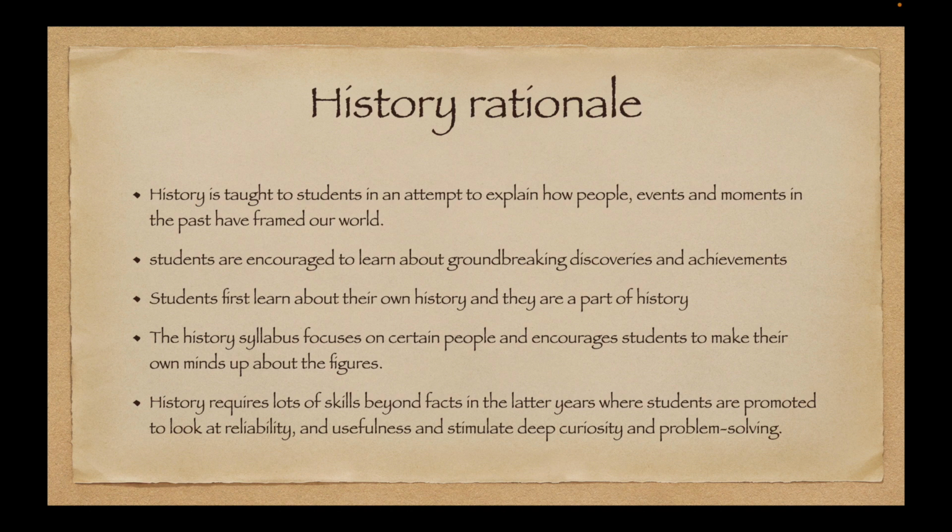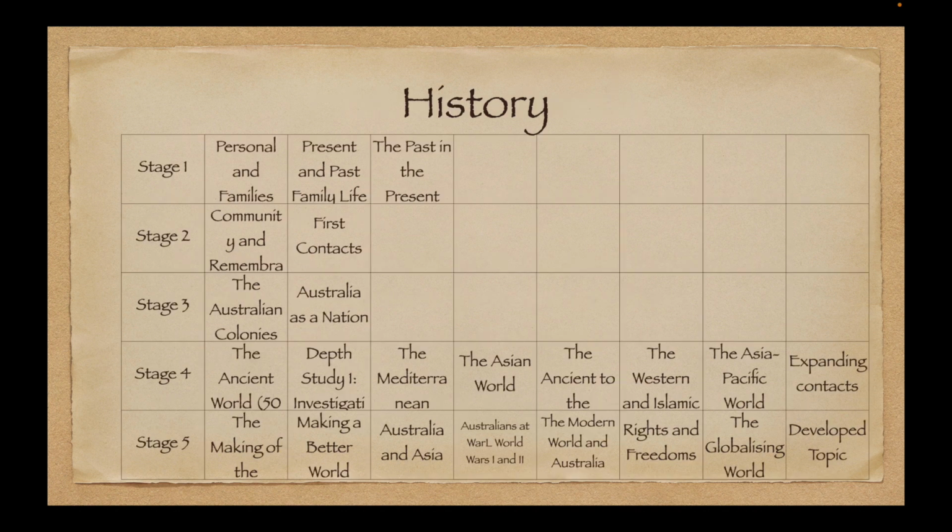So as you can see in our content for the syllabus, we look at stage 1, personal and families. In stage 2, students branch out into community and remembrance. And then at stage 3, we're looking at history on a national level. And by the time we get to stage 4 and 5, we're looking at international history and global history.